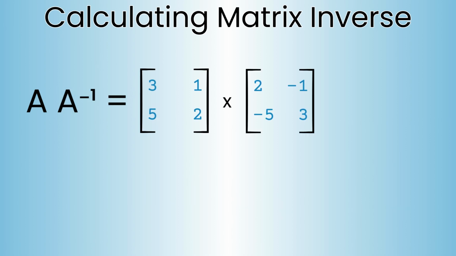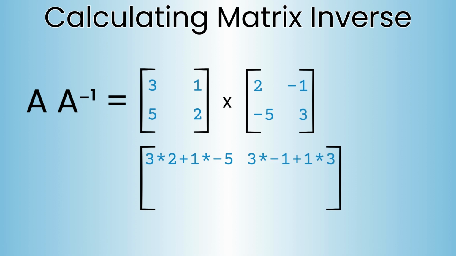So let's multiply this matrix with its inverse and see if we get the result as an identity matrix. So we have 3 and 1 in the first row and 2 and minus 5 in the second row. Let's multiply the first row of this matrix with the first column of its inverse. 3 into 2 plus 1 into minus 5, which gives us 1. And in the same way, we multiply the first row of this matrix with the second column of its inverse, which is 3 into minus 1 plus 1 into 3, which gives us 0.